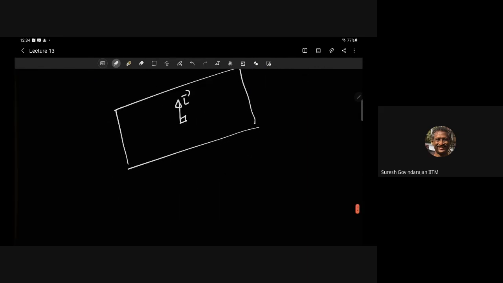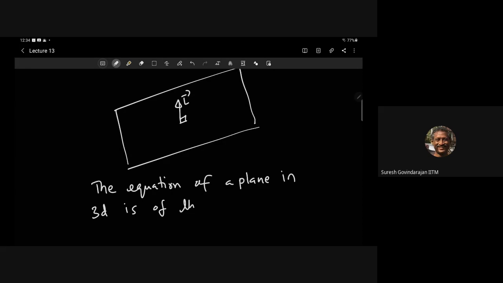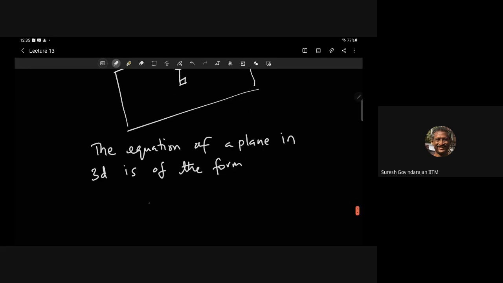Okay, so in general, the equation of a plane in 3 dimensions is of the form of some linear equation, A dot r equal to some constant.